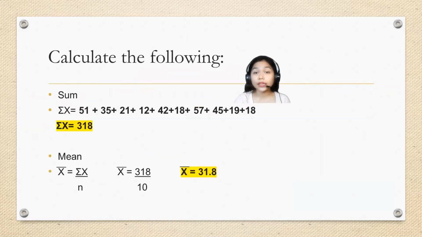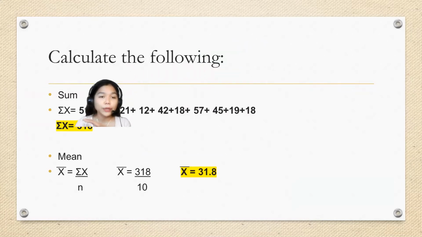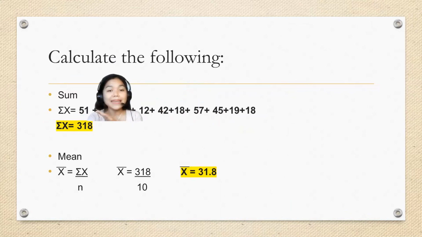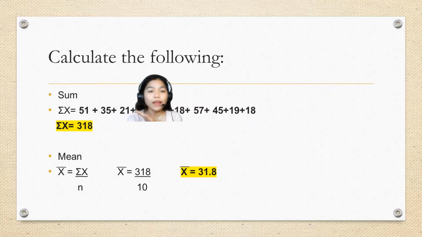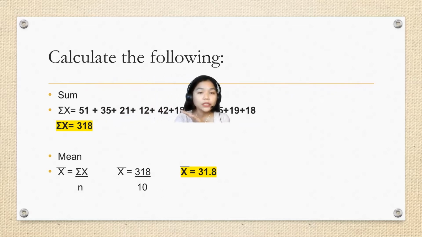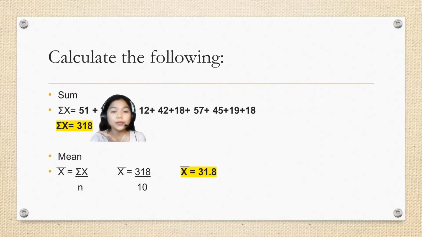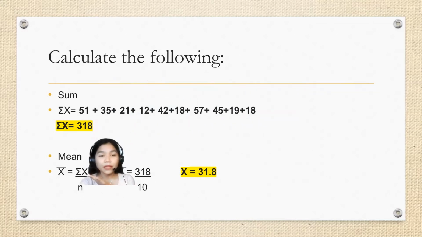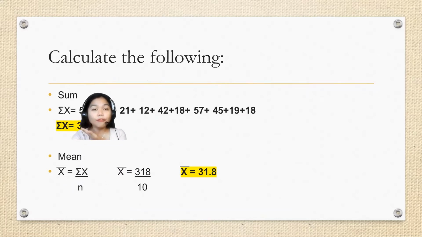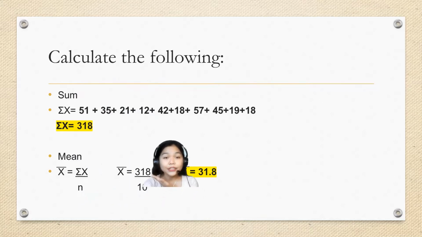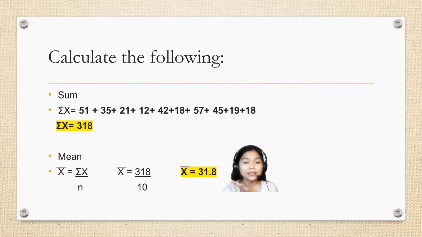So we need to calculate the following. First is, of course, the summation. A simple summation of the 10 variables, simply add all the 10. So 51 plus 35 plus 21 plus 12 plus 42 plus 18 plus 57 plus 45 plus 19 and plus 18. So it's 318. Then we need to get the mean. To get the mean, you simply divide the summation of all the data sets over the sample size, which is 10. So 318 divided by 10 is 31.8.